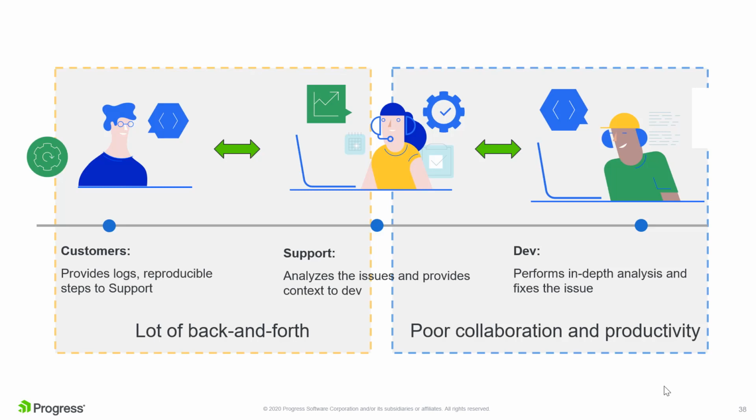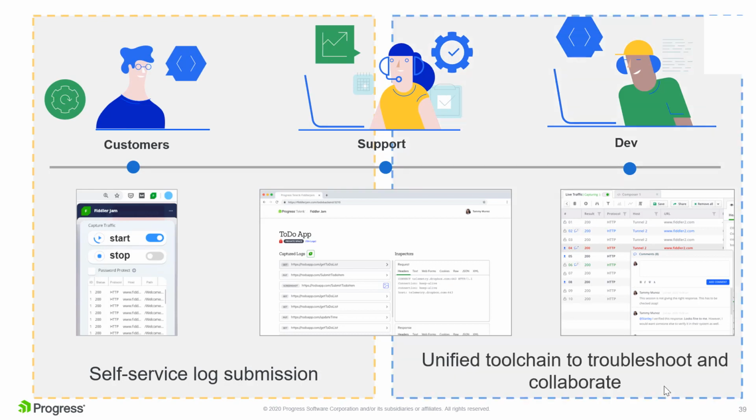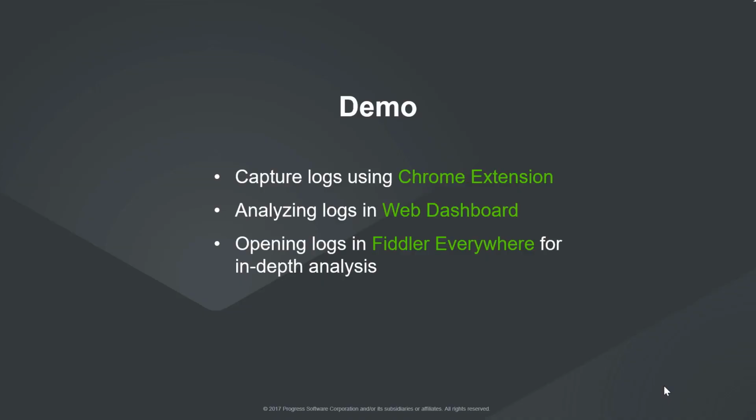So with Fiddler Jam, we can go from the current state with a lot of back and forth and poor collaboration and low productivity to a process where customers are empowered to submit logs in a self-service way, and using a unified tool chain to capture logs at customer environment and troubleshoot and collaborate with their whole team.